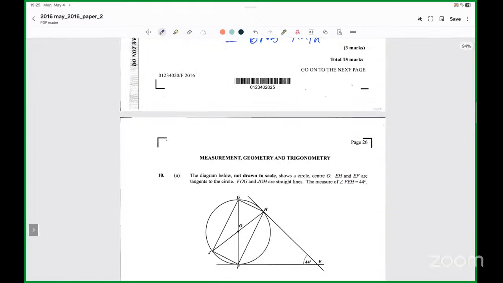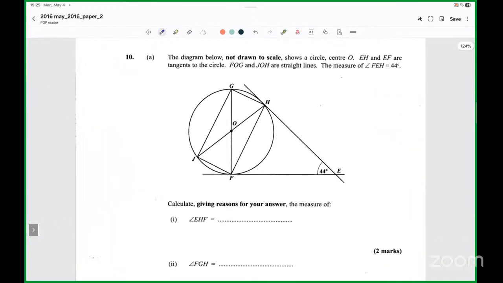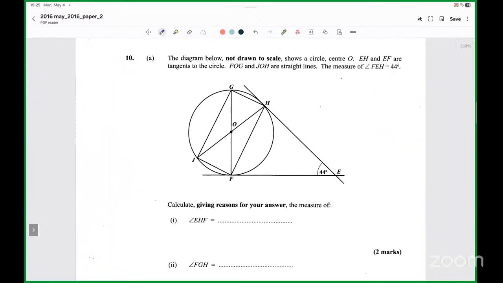All right, next question, number 10. It says the diagram below shows a circle with center O, and those are two tangents from a single external point. A long time since I've seen one like this. Those are straight lines, and on the middle hand side it says 44 degrees. Remember, these two angles add up to 180, right?